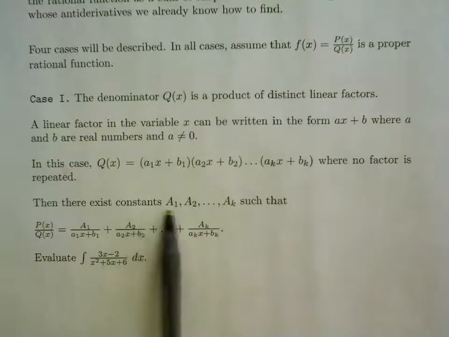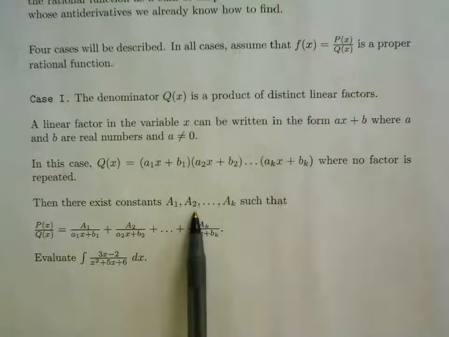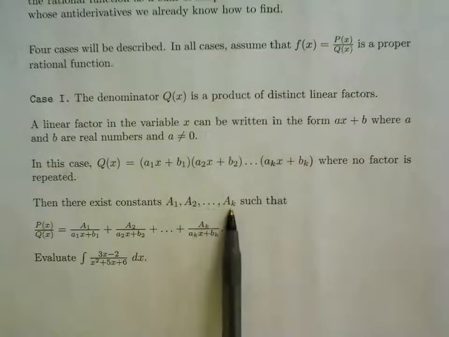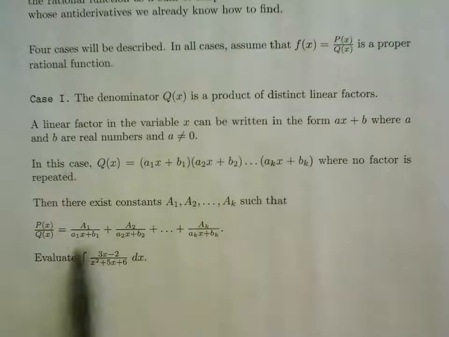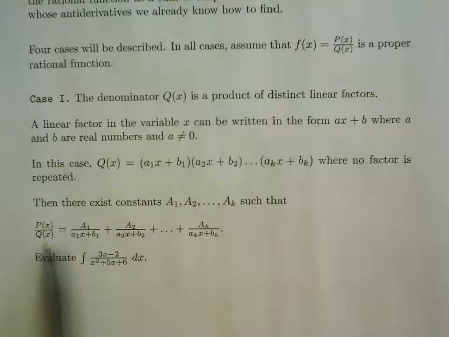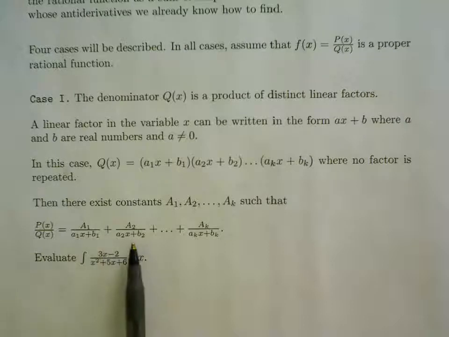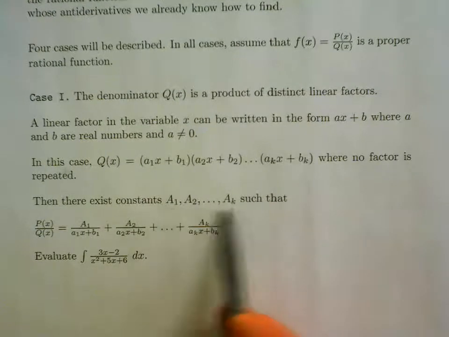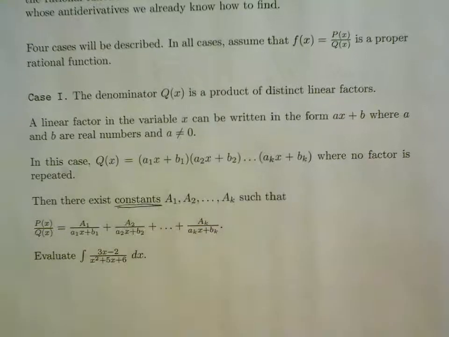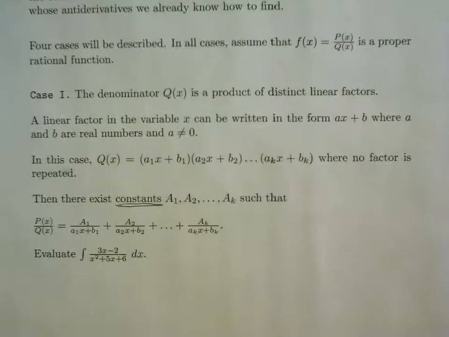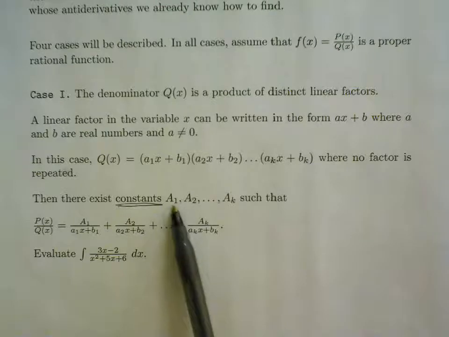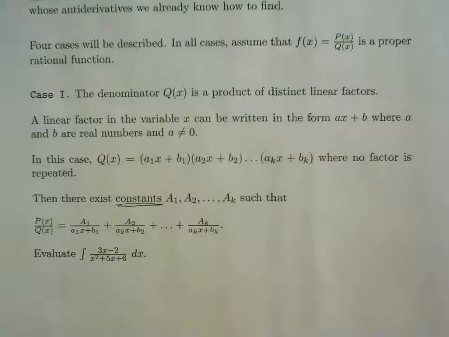Okay, then in the partial fraction decomposition, there will exist constants a sub 1, a sub 2, and so on up through a sub k, such that p of x over q of x is equal to the sum of these simpler rational expressions. Okay, so a sub 1 through a sub k are constants, and 0 is a constant. So sometimes you'll find that one or more of those constants is 0. So don't be surprised if that happens.